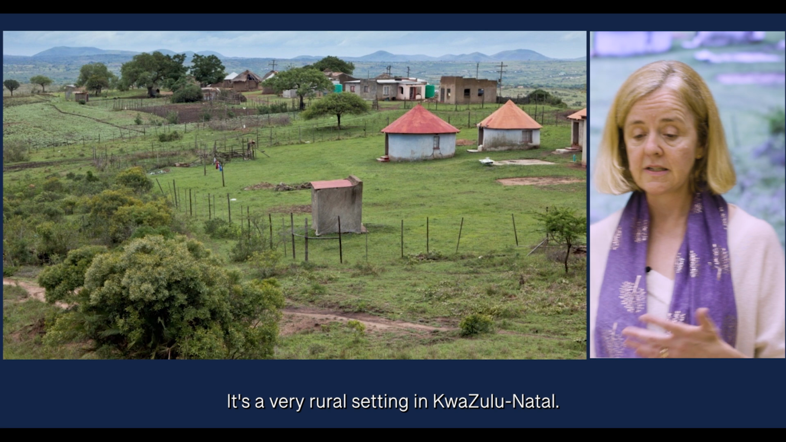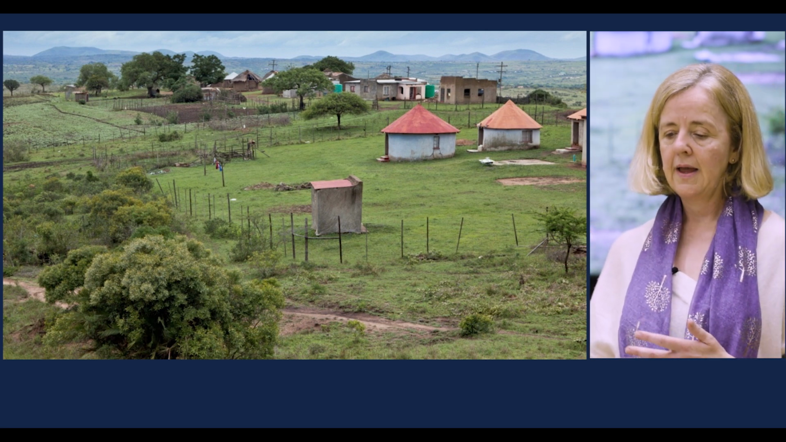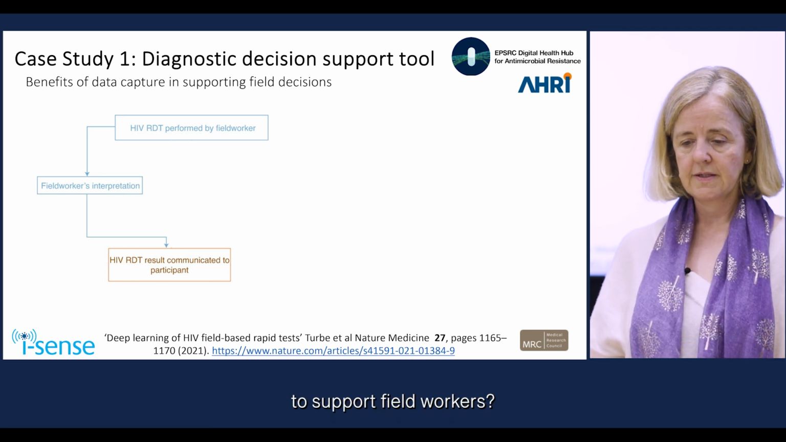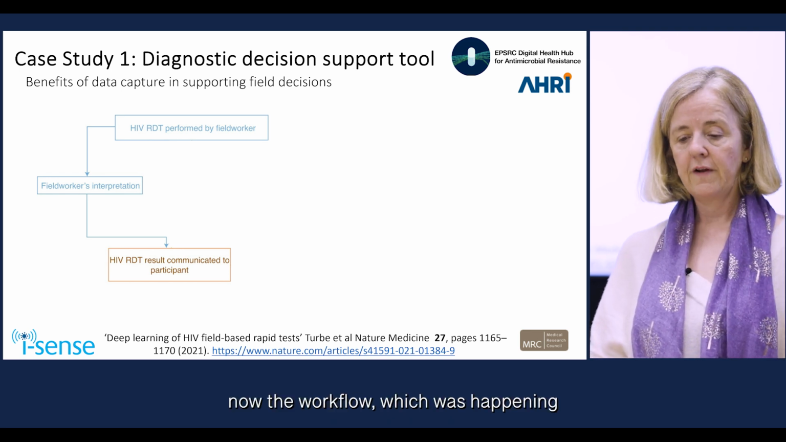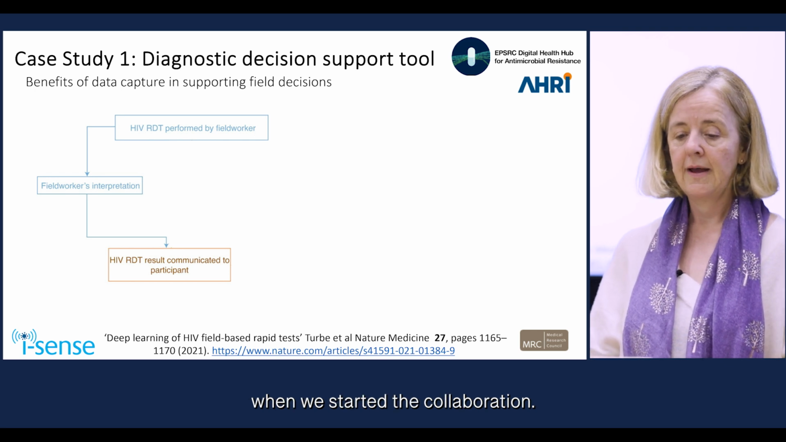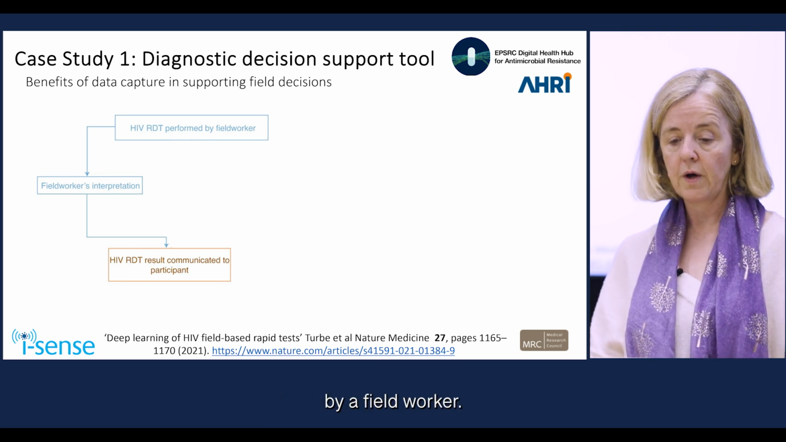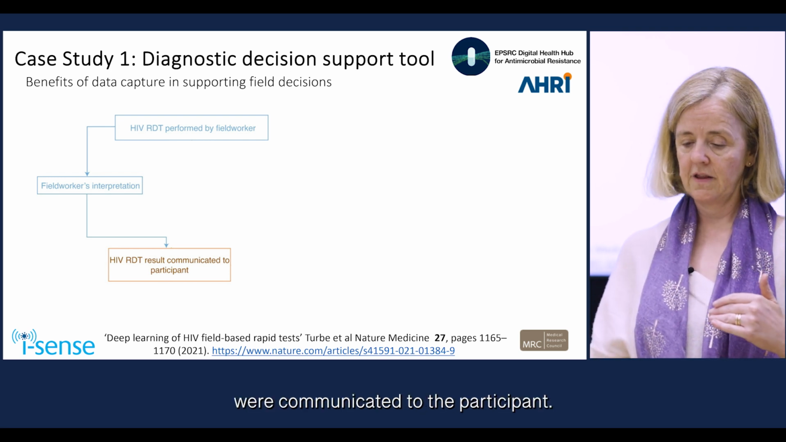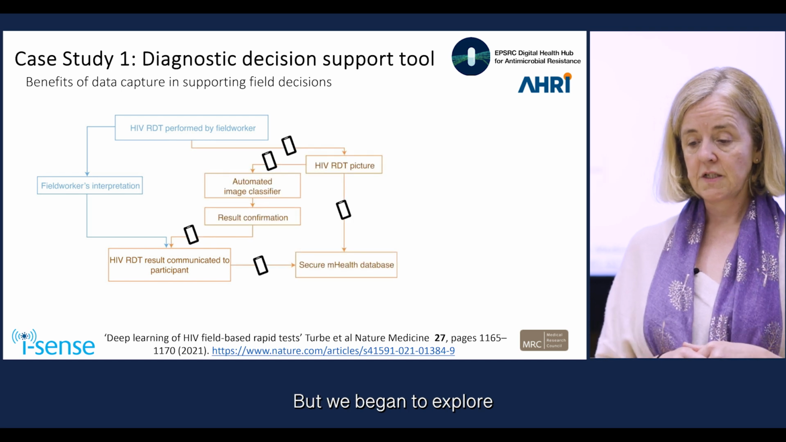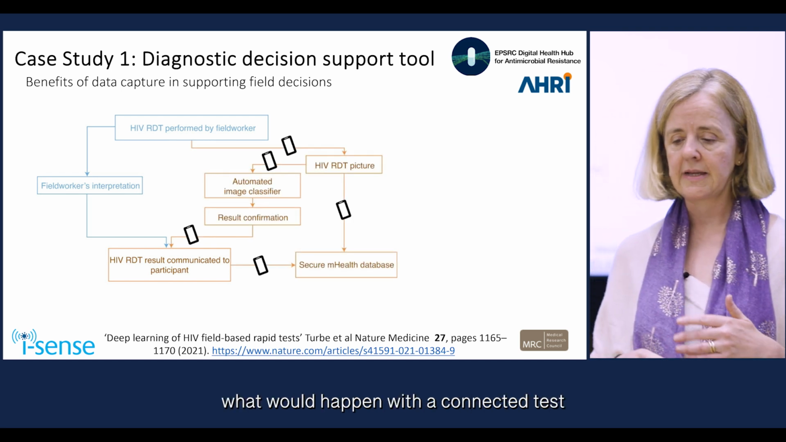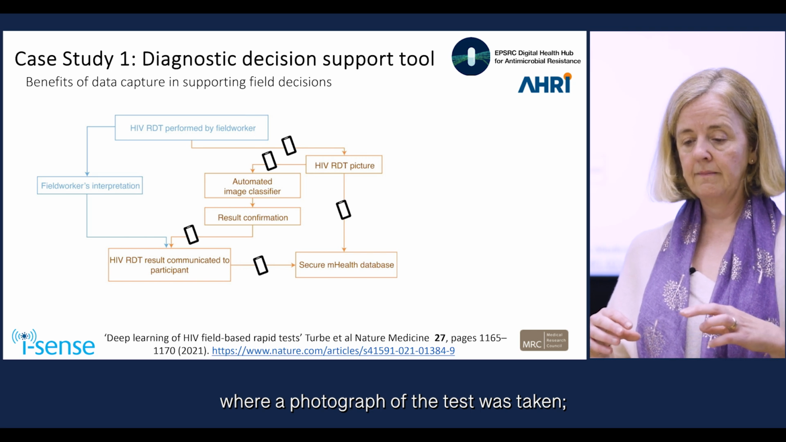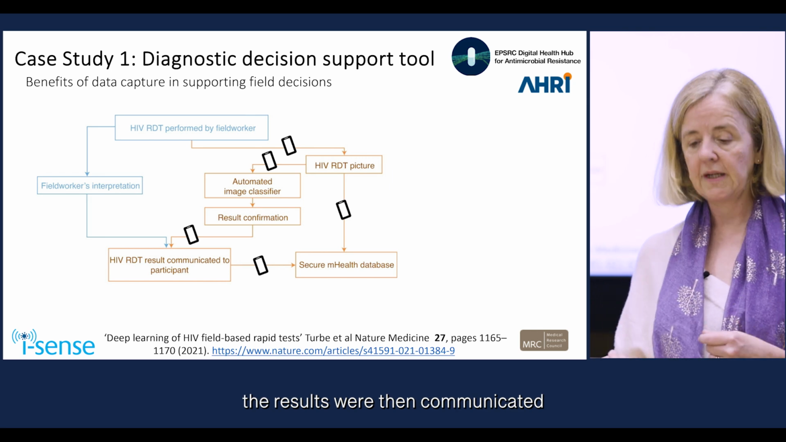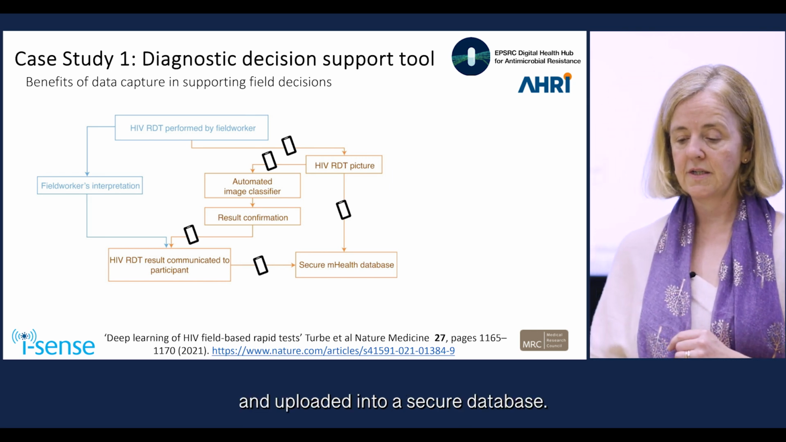And here you can see the setting. It's a very rural setting in KwaZulu-Natal. And we began to explore how we could use this decision support tool to support field workers. So in blue, you can see now the workflow, which was happening when we started the collaboration. A HIV rapid test was performed by a field worker. The field worker visually interpreted the test, and the results were communicated to the participant. But we began to explore what would happen with a connected test where a photograph of the test was taken, an automated image classifier determined if it was positive or negative. The results were then communicated to the participant and uploaded into a secure database.